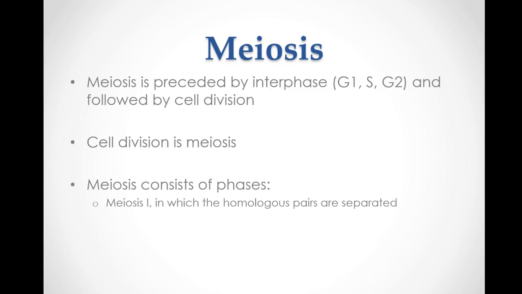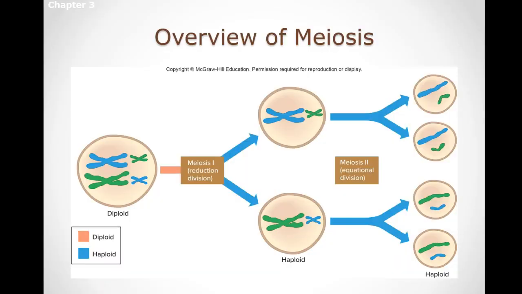There's a meiosis 1 and a meiosis 2. In meiosis 1, we're going to separate the homologous pairs of chromosomes from each other. In meiosis 2, we're going to separate the sister chromatids from each other. So for all intents and purposes, meiosis 2 is identical to mitosis. Okay, so meiosis 2, identical to mitosis. Meiosis 1 is what's a little bit new, and we'll talk about that more.